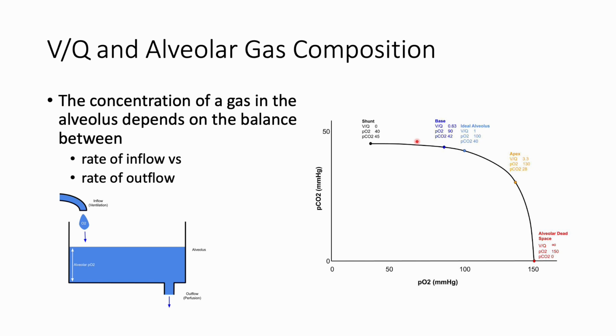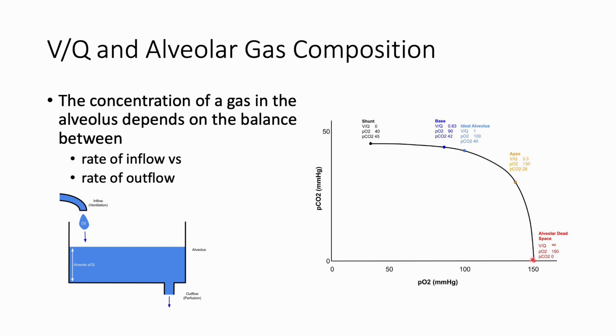And as the ventilation gets smaller and smaller and closer to zero, the gas composition will approach that of a mixed venous shunt. On the other hand, if there was some sort of process that was reducing perfusion to the alveolus, this would mean that the VQ ratio was increasing. And if there's less outflow of oxygen and less inflow of CO2, then the oxygen will increase and the CO2 will decrease.